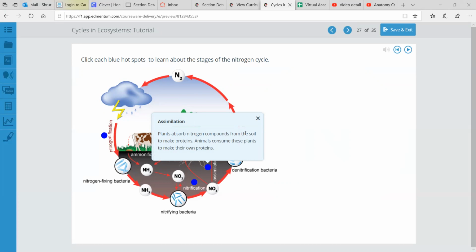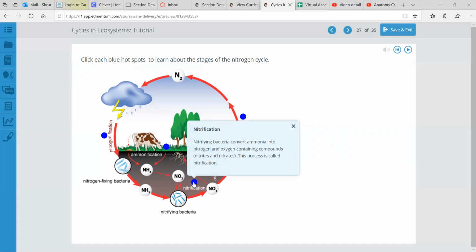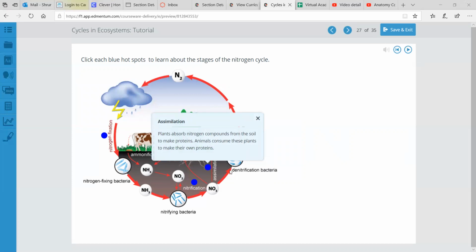Assimilation. So we have nitrification. Nitrifying bacteria convert ammonia into nitrogen and oxygen containing compounds. Then we have assimilation. Plants absorb nitrogen compounds from the soil to make proteins. Animals consume these plants to make their own proteins.